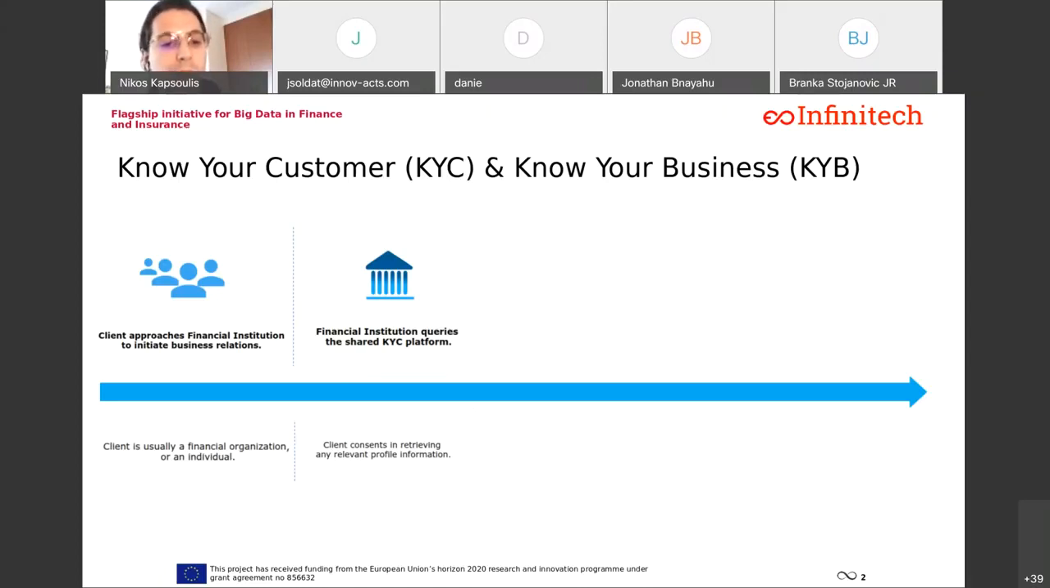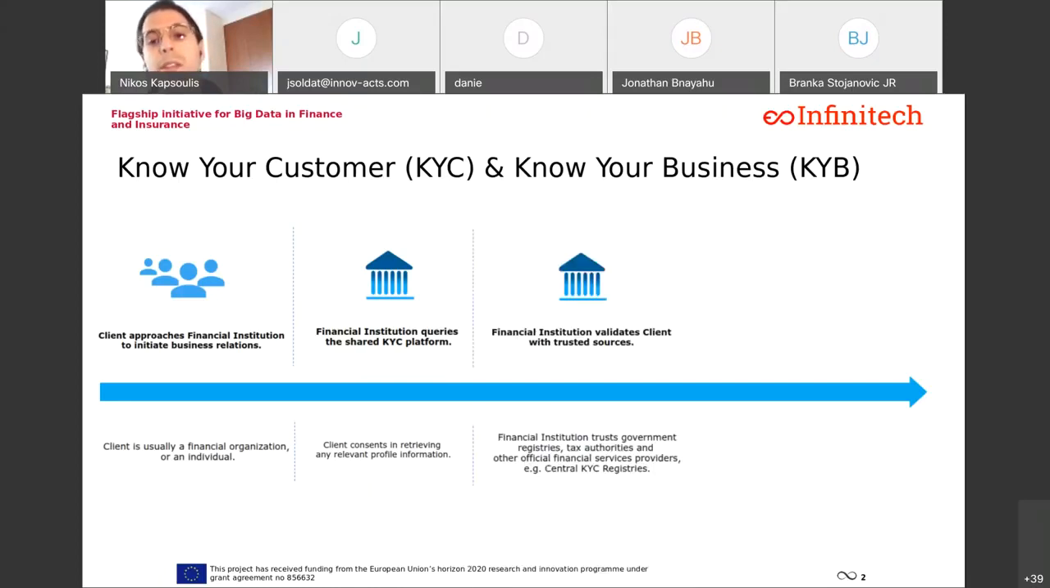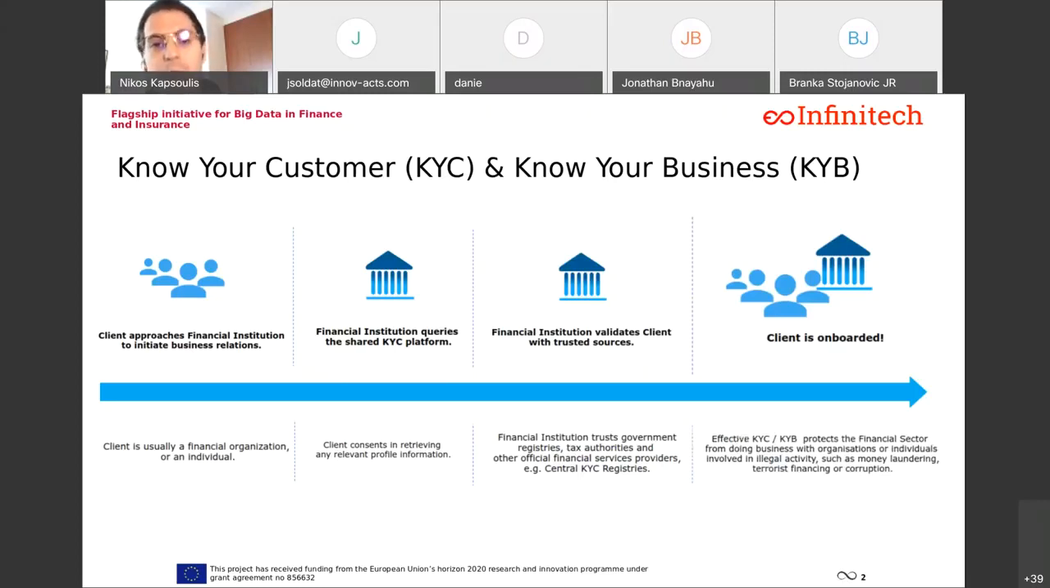And after the institution queries the shared KYC platform, they validate the identity of the client after they match with trusted sources. They match their data. So the onboarding process is completed and the client is onboarded on the institution, which means they have submitted their KYC data. Why do we need KYC, KYB compliance?